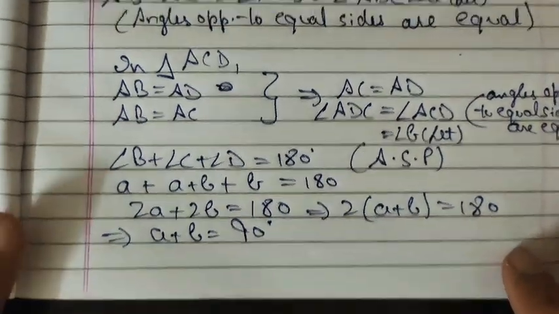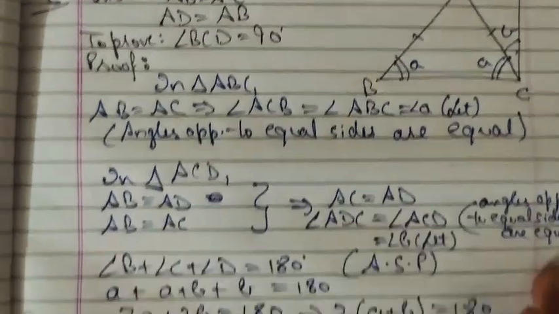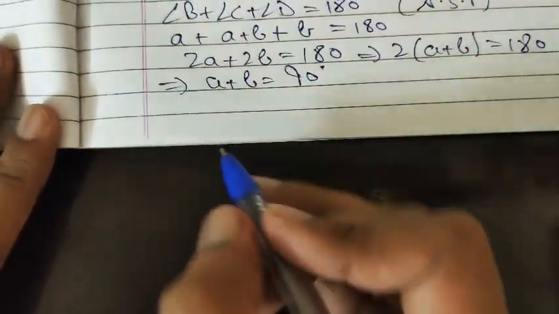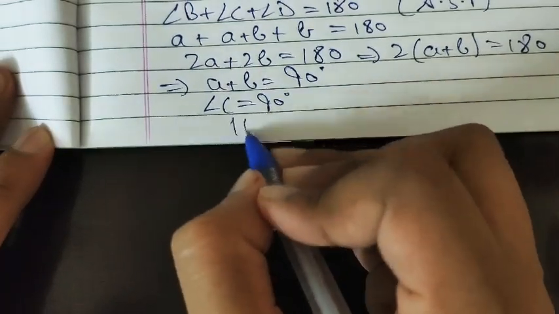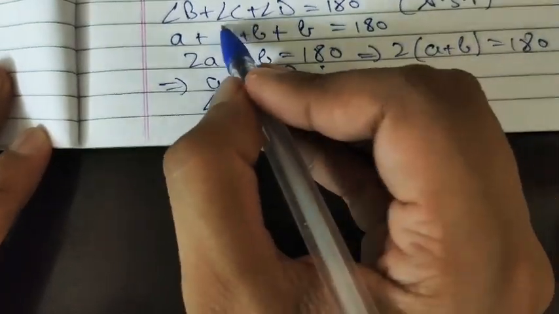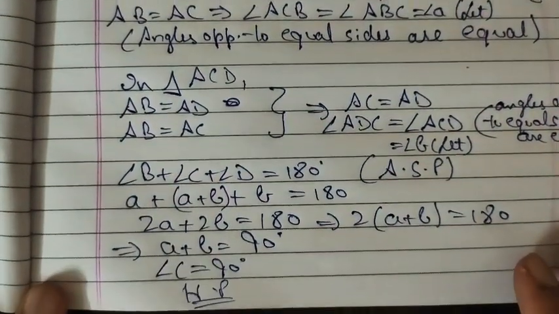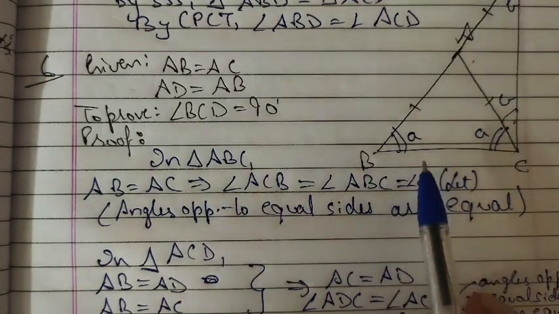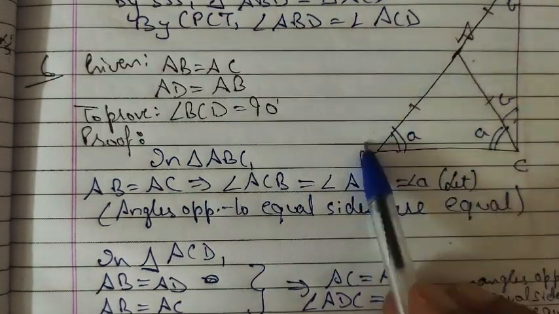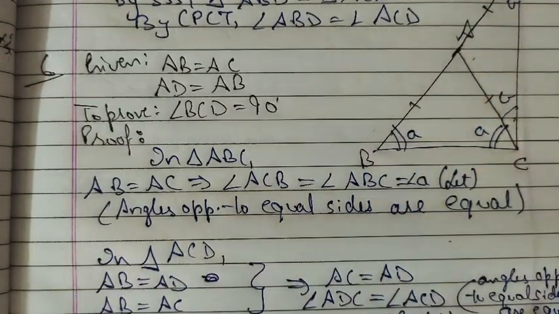Now a plus b, from the figure we can say a plus b is equal to angle C. So angle C is equal to 90 degree. So hence proved, we have to prove this. So this is our complete solution of question number 6. Very easy. Simply we have applied that theorem 2 times, one in this triangle and other in this triangle, then angle sum property of the triangle. That's it.